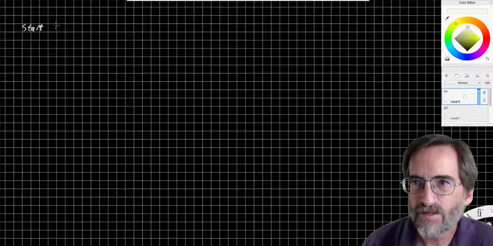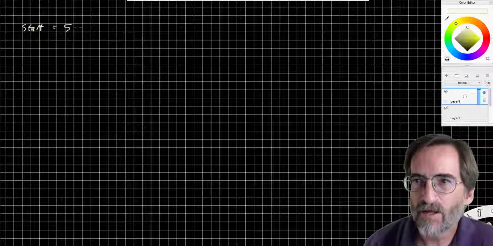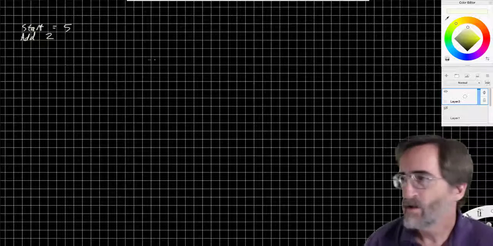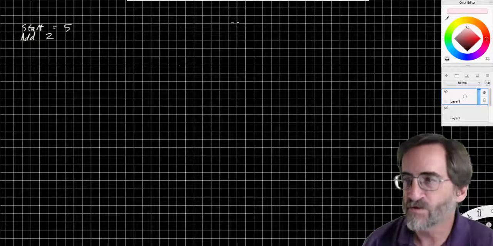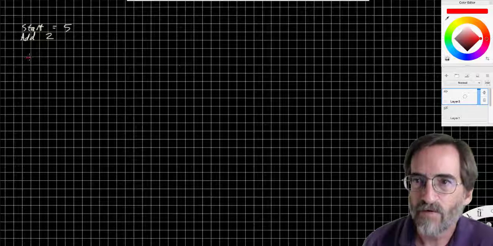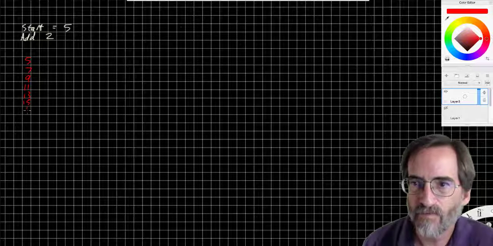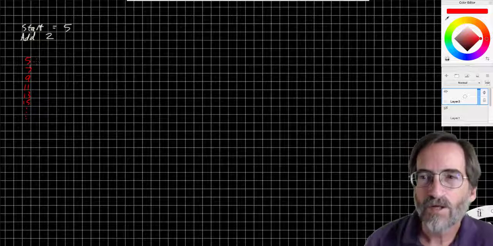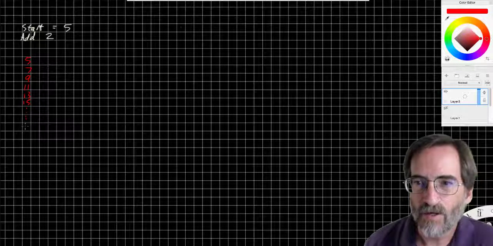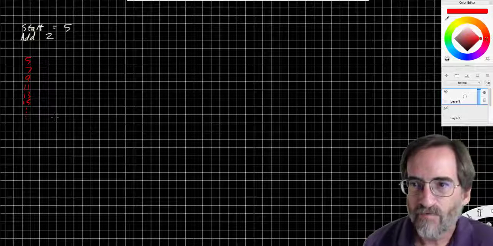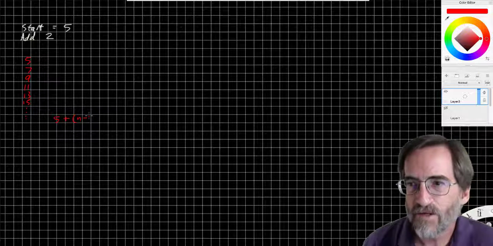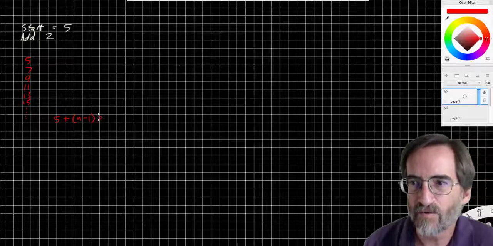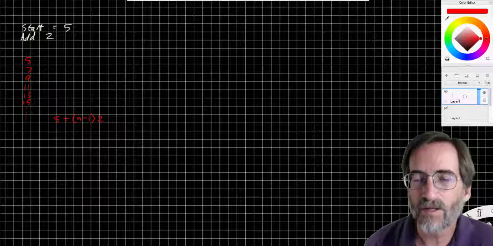I start at the value 5, and I repeatedly add 2. Right? So that rule will generate this series. It'll generate 5, 7, 9, 11, 13, 15, and so on. Okay? We can generalize this to the start value, 5, plus n minus 1 times the increase value, the amount that we increase every time, okay?